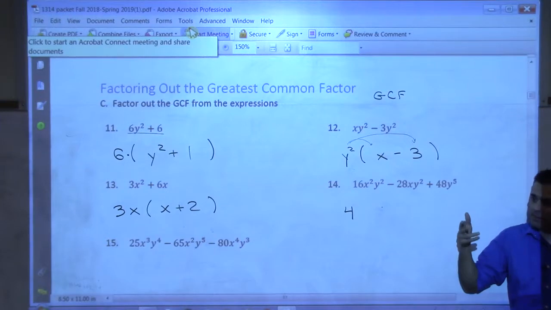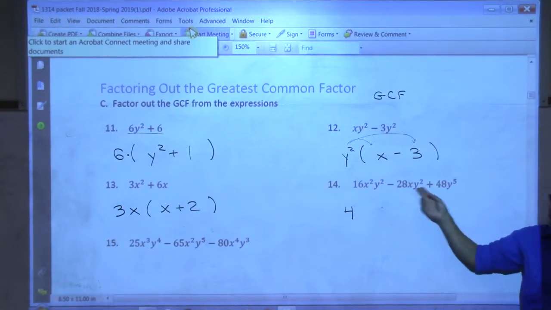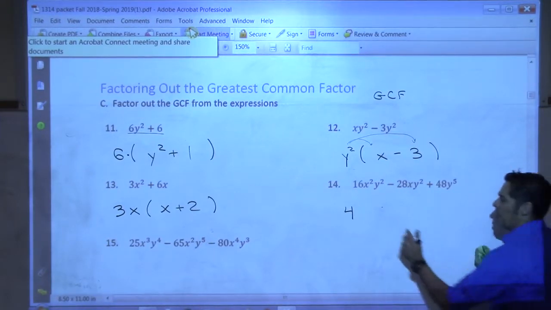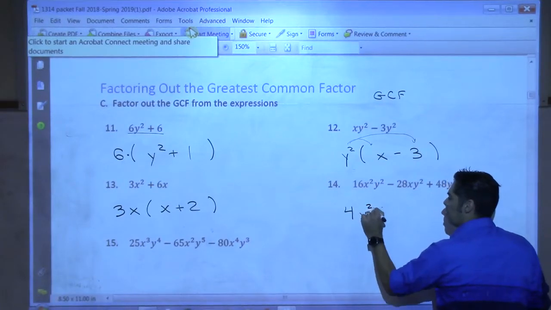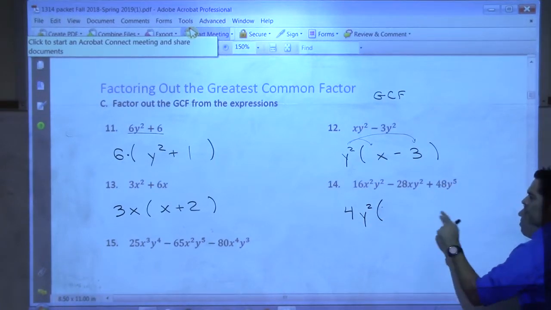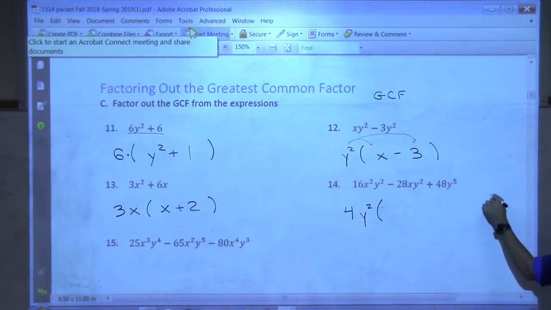All right, how about y's? Y squared. They all have y squared. So I'm just going to pull y squared out, and we are done with the GCF being pulled out. How many terms do I need to fit in here? 3, so I'm going to make my parentheses pretty big like that.